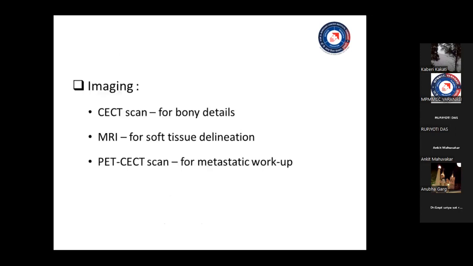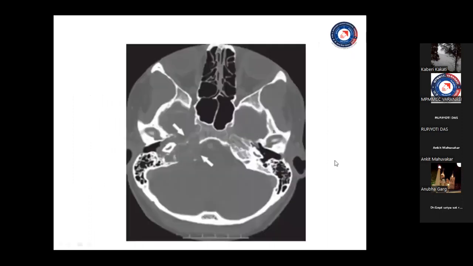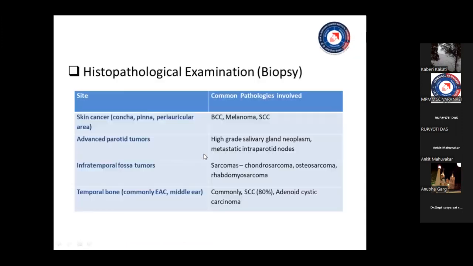So imaging: CT scan for the bony details, MRI for the soft tissue details, and PET CT for the metastatic workup. This is a CT scan showing a bone erosion. So coming to the biopsy, the next step after the evaluation and the imaging. The tumors can arise from the temporal bone primarily, in which case the most common histology, as discussed already, is squamous cell carcinoma or adenoid cystic carcinoma. It can also come from the surrounding skin. Then the histology might be basal cell carcinoma, melanoma, or high-grade salivary gland neoplasms. ITF tumors like sarcomas, etc., can also present with a temporal bone mass.